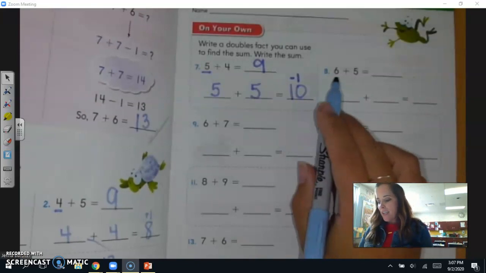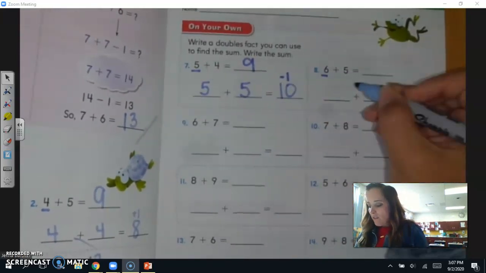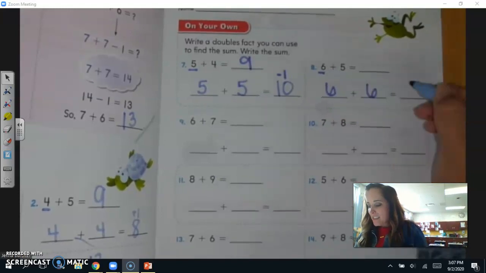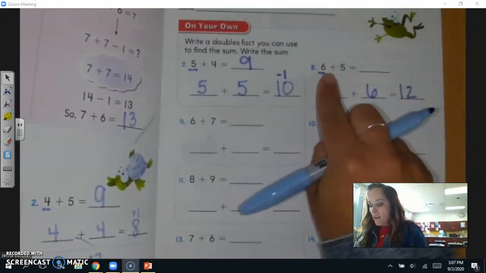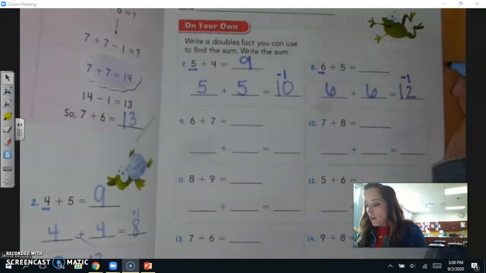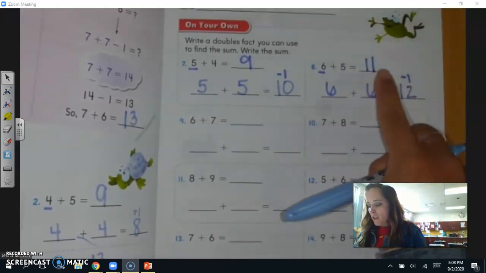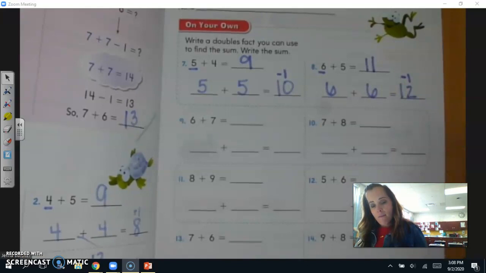Then I'll go over to number 8. 6 plus 5. Underline that first number. 6 plus 6 equals 12. 6 is bigger than 5. So I'm going to have to take 1 away. So 6 plus 5 must equal 11 because 12 minus 1 equals 11.